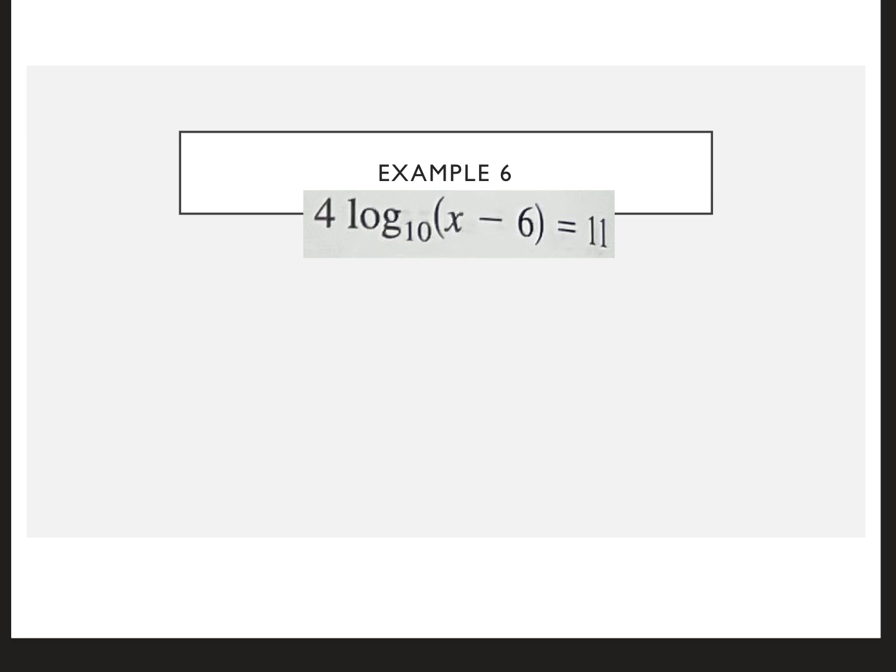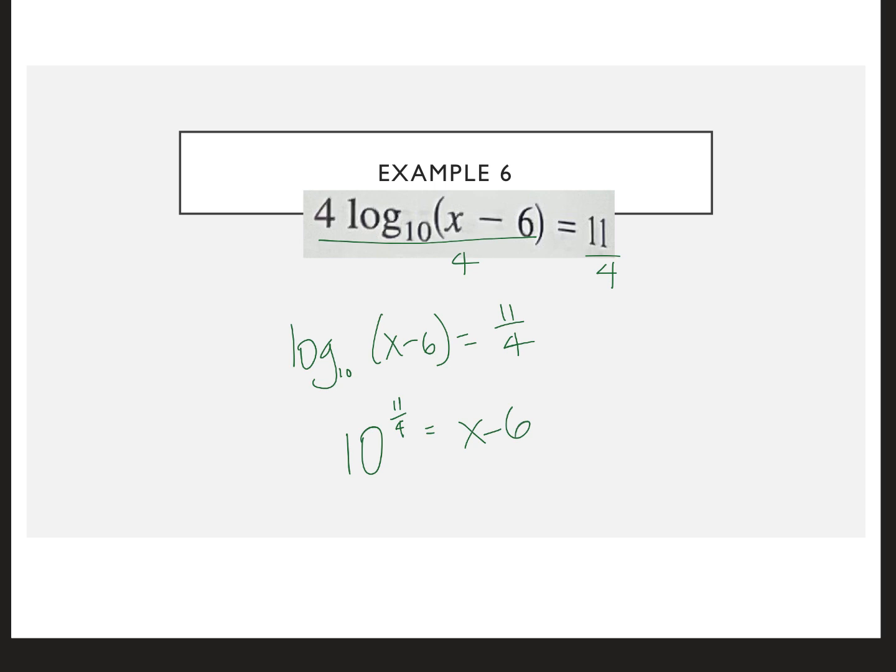All right, so for this one, this is actually kind of cool. I like this example because we haven't really talked about common logs, but I'll get to that in a minute. I'm going to divide both sides of this equation by 4. So I have log base 10 of x minus 6 equals 11/4. And then I'm going to take this out of log form and put it into exponential form. So it's going to be 10 to the 11/4 equals x minus 6.